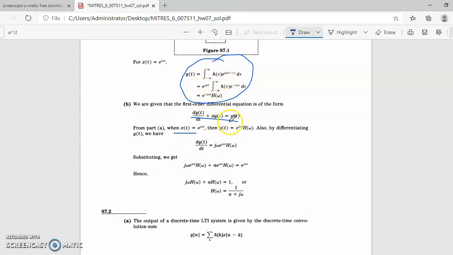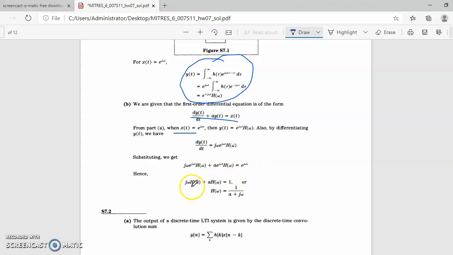So I get the solution y(t) = e^(jωt)·H(ω). Now I differentiate this y(t) with d/dt, so I get jω·e^(jωt)·H(ω). I replace this term, then substitute y(t) in the expression. So I get jω·e^(jωt)·H(ω) + a·e^(jωt)·H(ω) = e^(jωt).